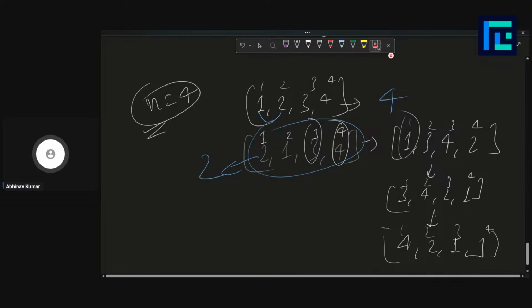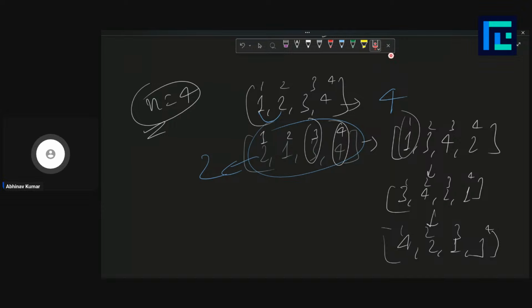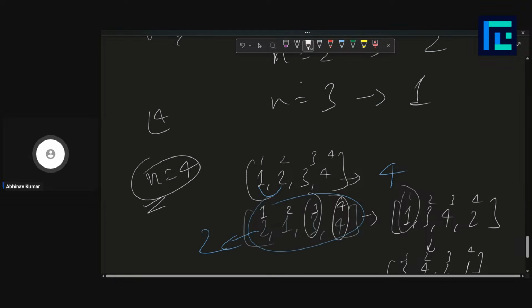So you can see that if you just look at this 1, 2, 3, 4 permutation, what different permutations can you create which are not cyclic shifts of each other? If you look at n equal to 4, you would have 4 factorial permutations, which are 24 permutations.